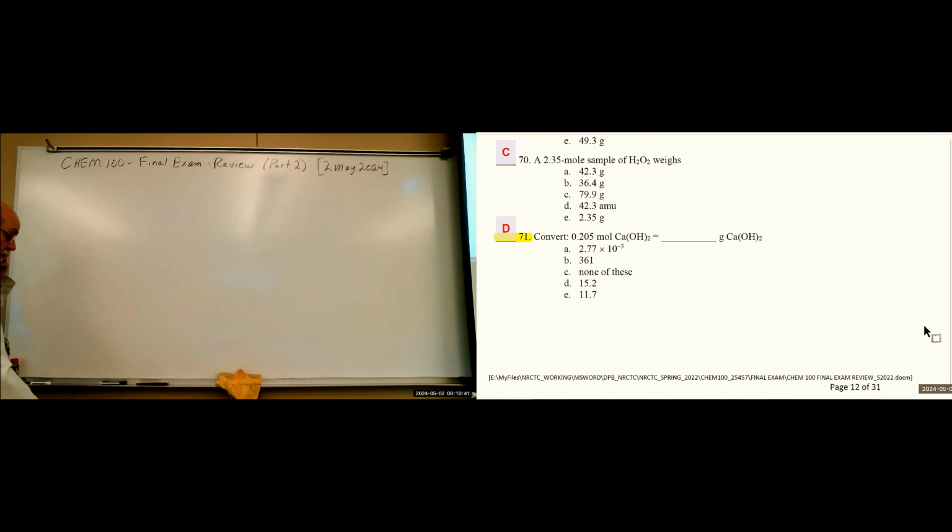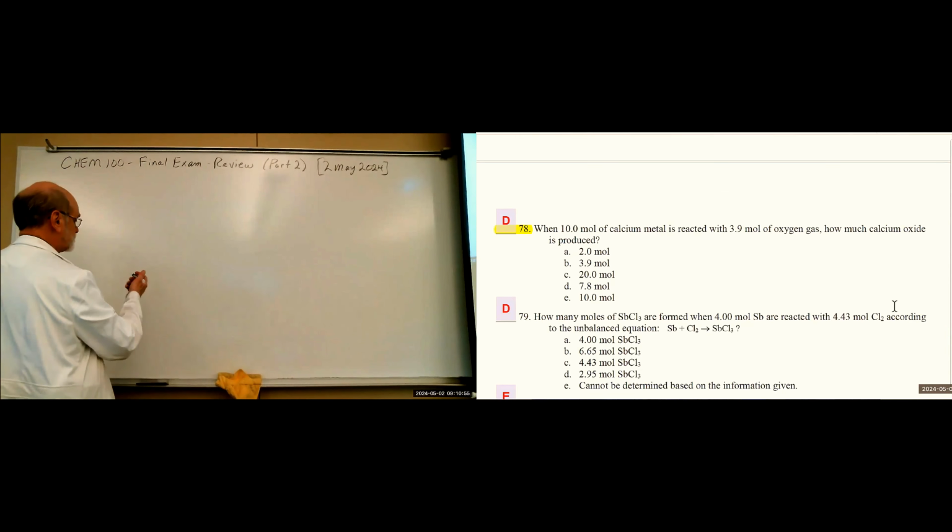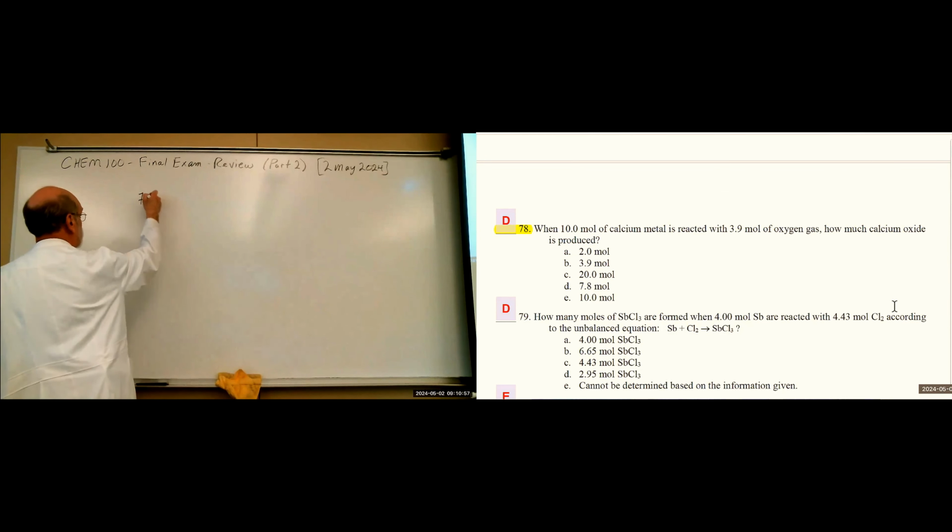Next, let me just skip a few conversion factor problems, and then we come to 78. When 10 moles of calcium metal is reacted with 3.9 moles of oxygen gas, how much calcium oxide is produced?